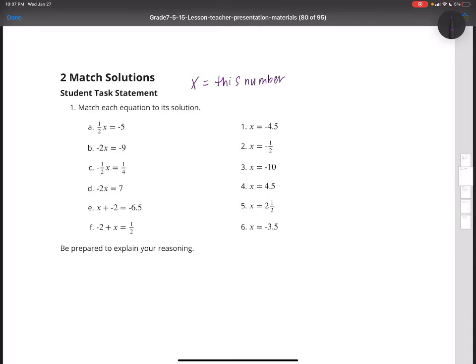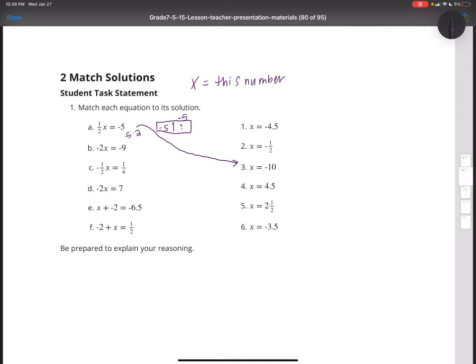So if half of this number is equal to -5, maybe I need to multiply by 2 on both sides to figure out the value of x. If we multiply -5 times 2, we find the number that's being cut in half. Or if I wanted to use a tape diagram, half of this number is equal to -5. What would I have to put on the other side of the tape diagram? You guessed -5. You're absolutely correct. And -5 plus -5 is equal to -10. So for A, our answer would be 3.